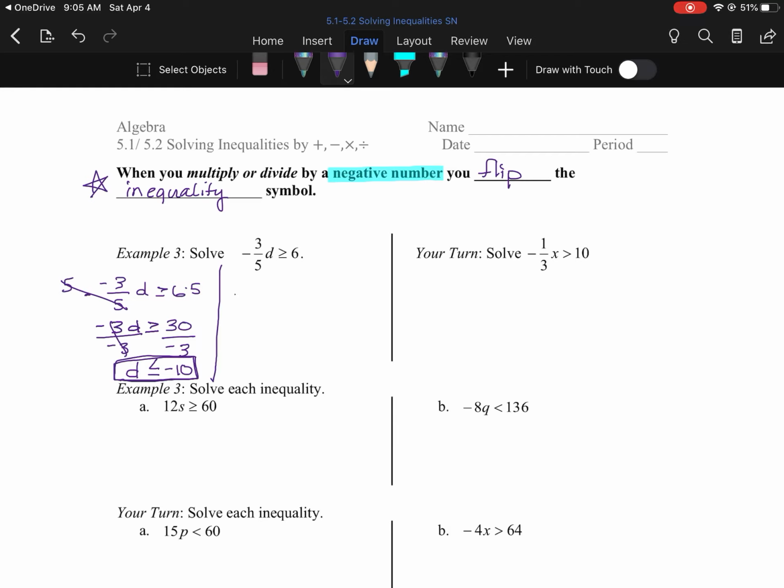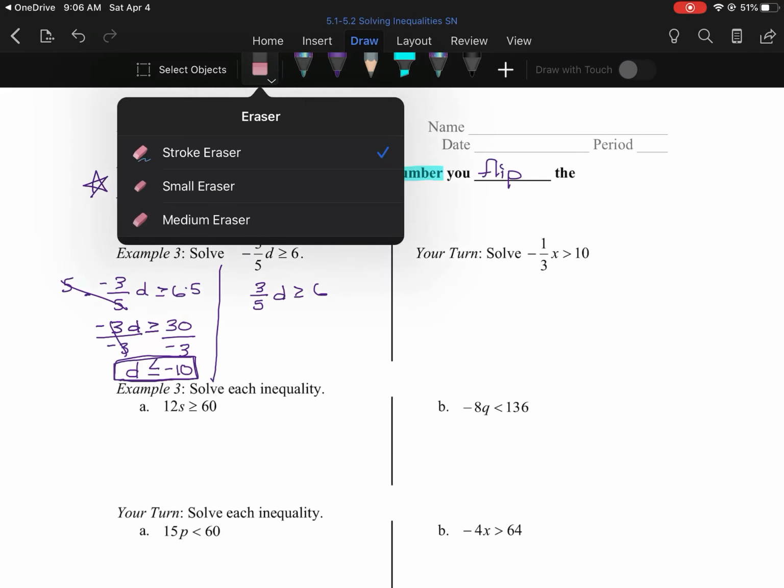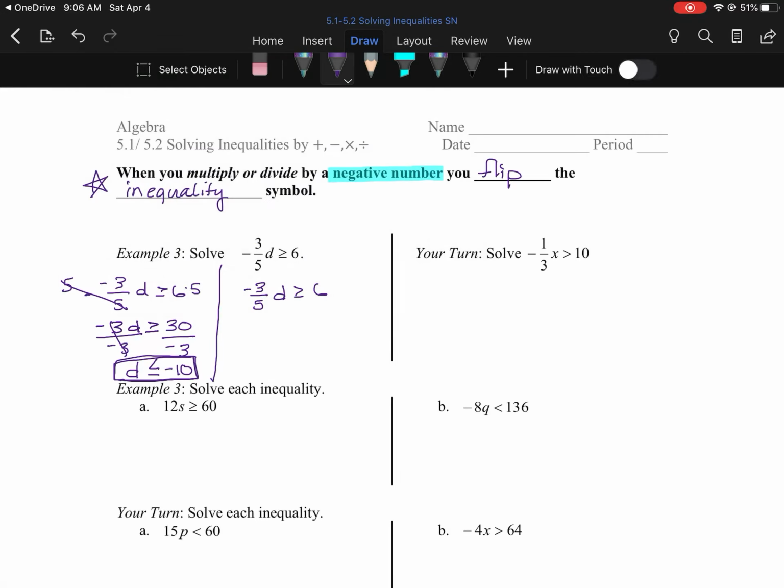Okay, the second way you could solve it in 1 step is we know that if I have negative 3/5 times d, what's the opposite of multiplying by a fraction? Well, dividing by a fraction. But dividing by a fraction is the same as multiplying by its reciprocal. So that means I would need to multiply by negative 5/3 to both sides.